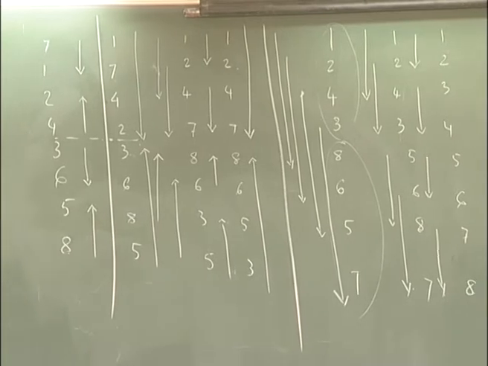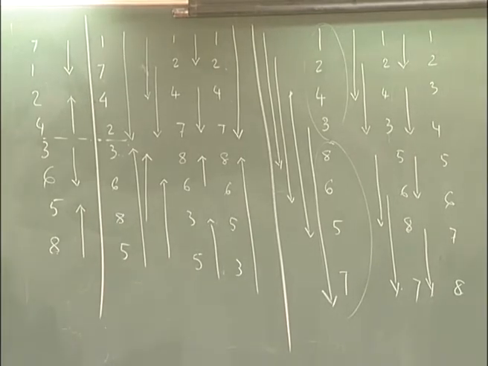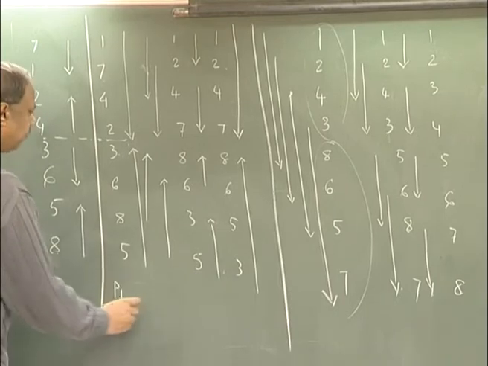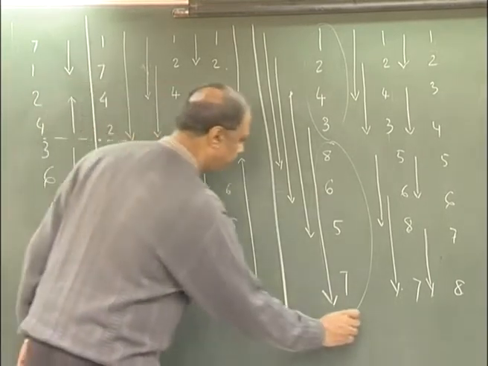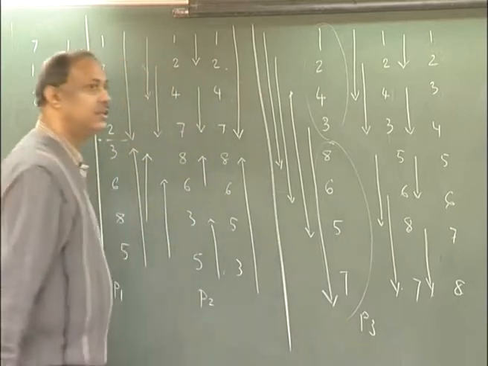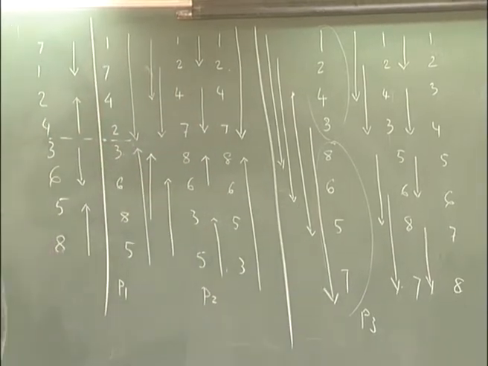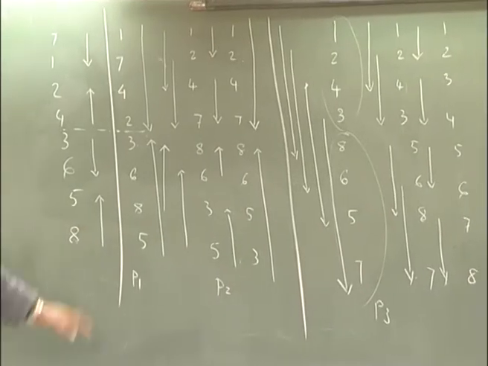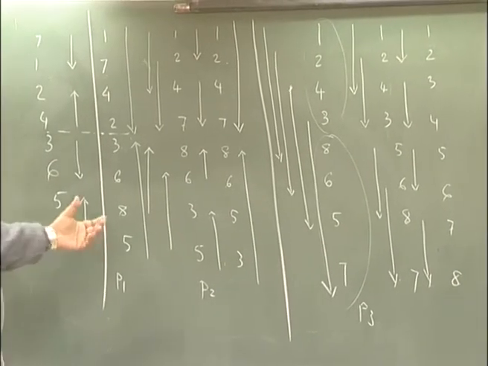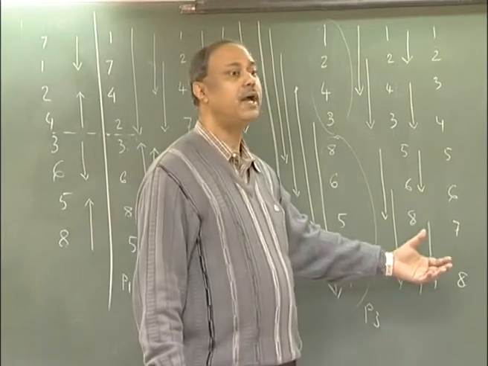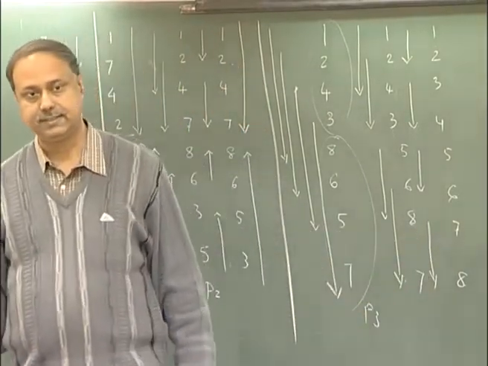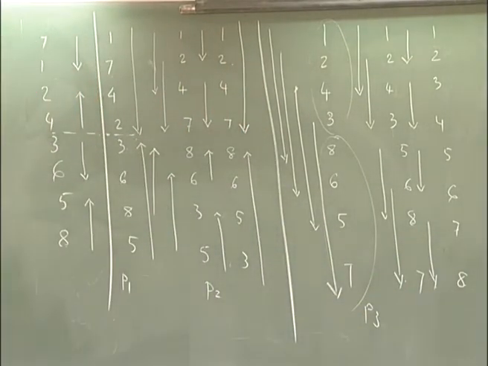Now, how many parallel steps, parallel phases do you need? This is phase 1, phase 2, phase 3. So, if you have a sequence of 8 elements, there will be 3 phases. That means you have log n phases. Agree?